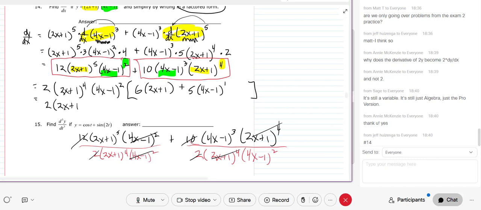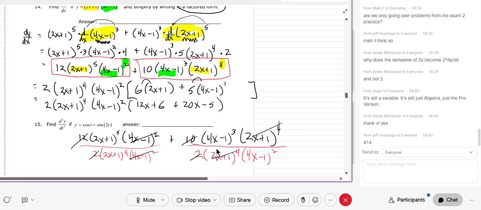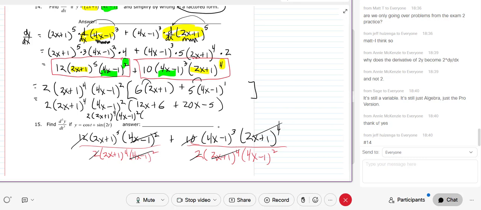Now, to finish up the problem, what you need to do is go through and collect all these like terms. So you're going to have 12x plus 6 plus 20x minus 5, like that. And then you can put the like terms together to get your final answer. So your final answer would be written like this. You just have 2 times 2x plus 1 to the fourth times 4x minus 1 to the second. And then that would be 32x. And then 6 minus 1 would be plus 1. So that's your answer to your problem.